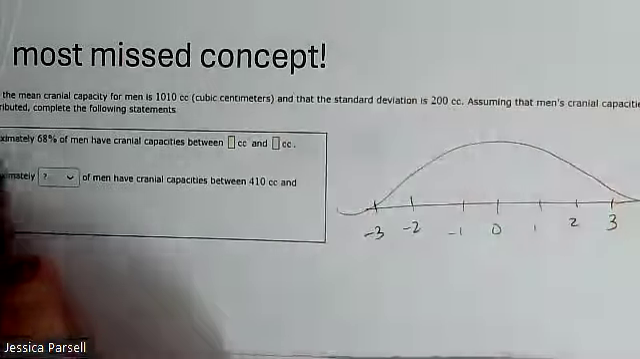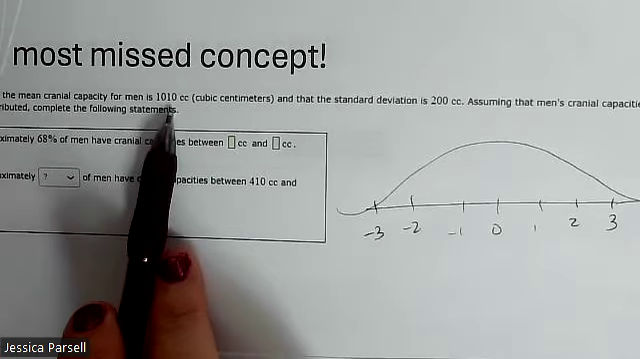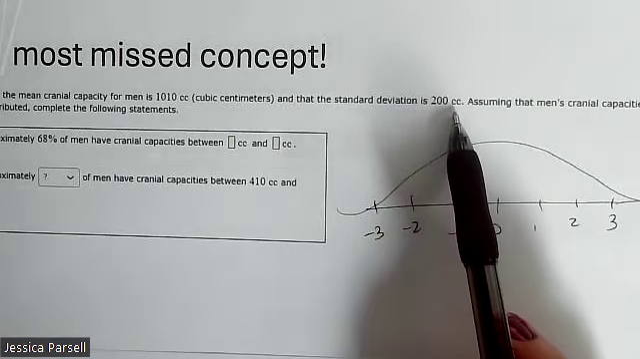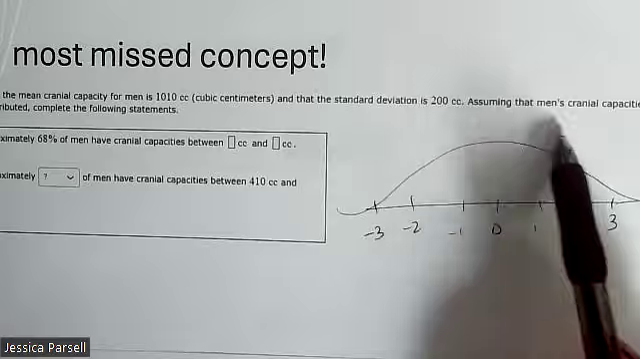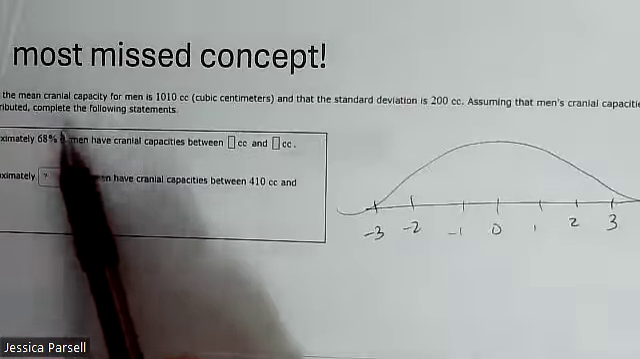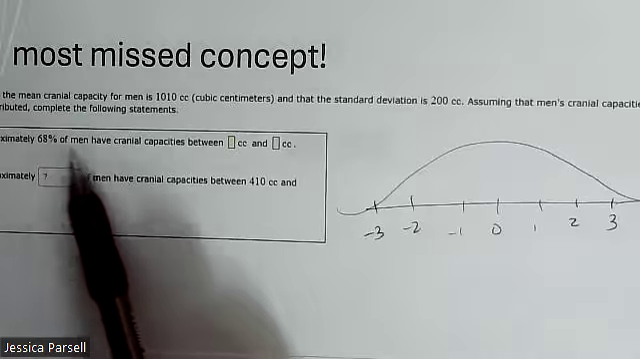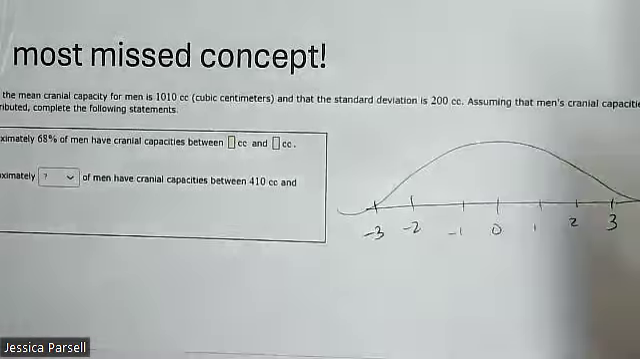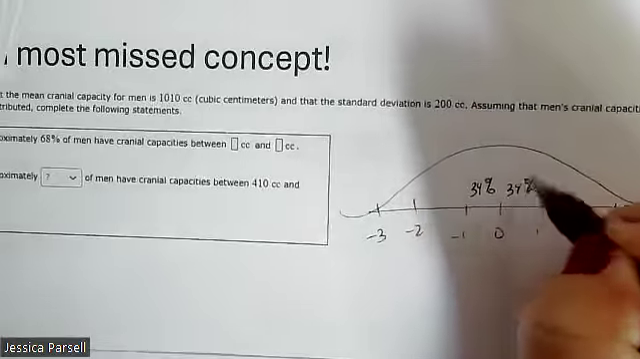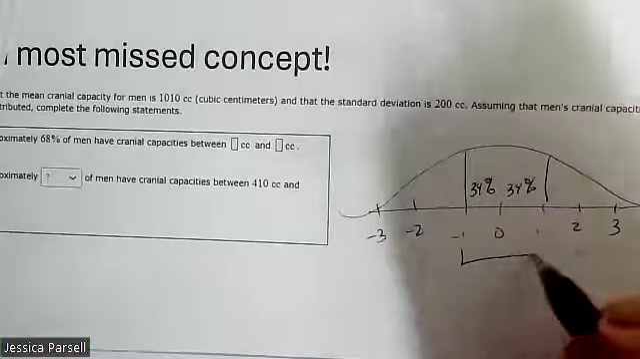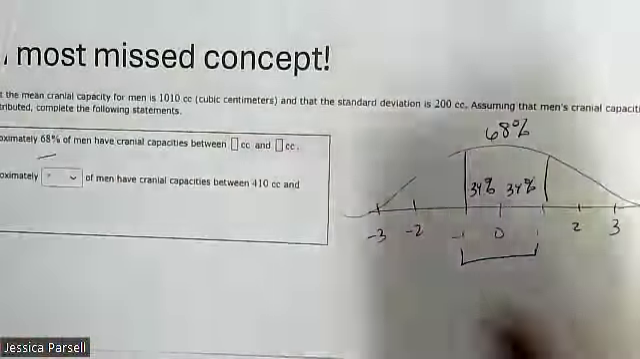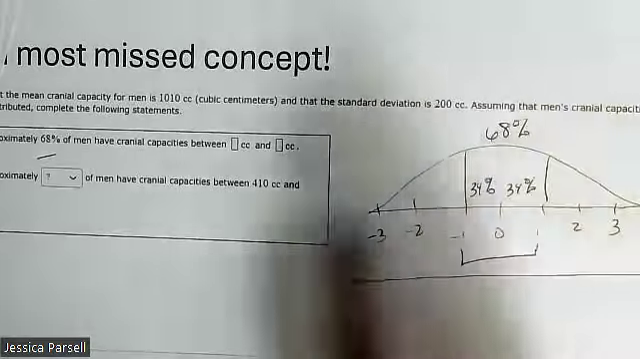Okay. So suppose that the average cranial capacity for men is 1010 cubic centimeters, and that it deviates 200 cubic centimeters. Assuming that men's cranial capacities are normally distributed, so there's our curve, complete the following statements. Approximately 68% of the men have cranial capacities between blank and blank. Okay, so we know between -1 and +1 deviations, that's 68%. So that's what they're looking for. They want what's going to be those cranial capacities.